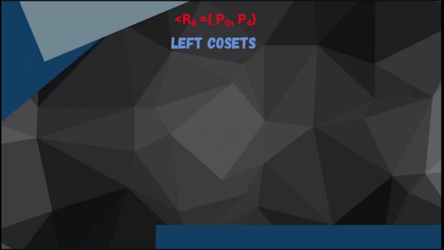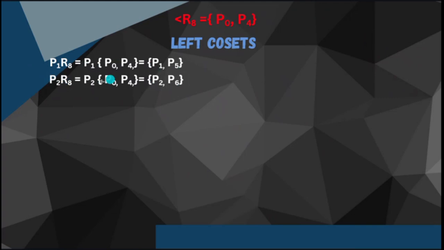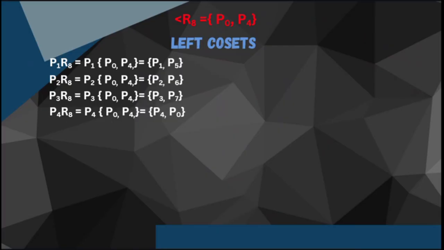For left cosets, we have rho sub 1 multiplied by R sub 8. Here we have rho sub 1 and rho sub 5. For rho sub 2 multiplied by R sub 8, we have rho sub 2 and rho sub 6. Rho sub 3 multiplied by R sub 8, we have rho sub 3 and rho sub 7. For rho sub 4 multiplied by R sub 8, we have rho sub 4 and rho sub 0.